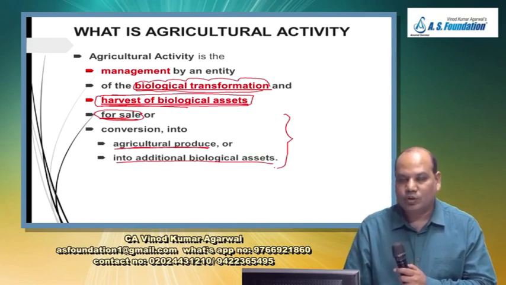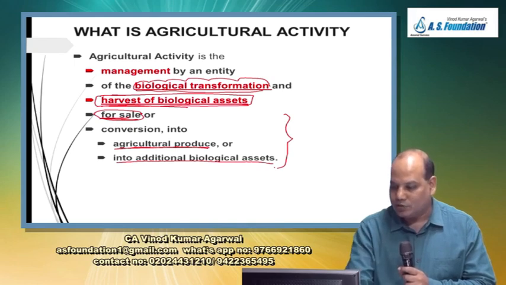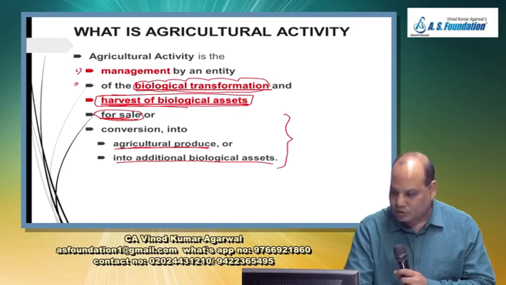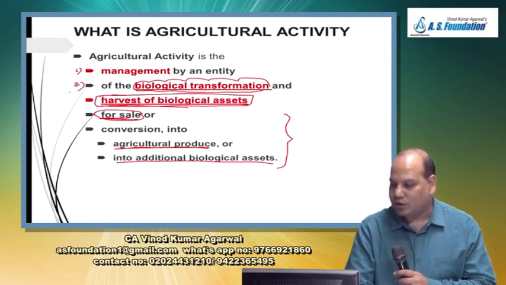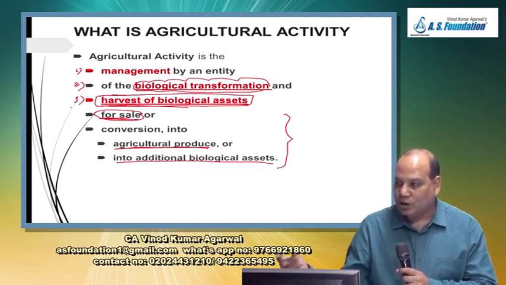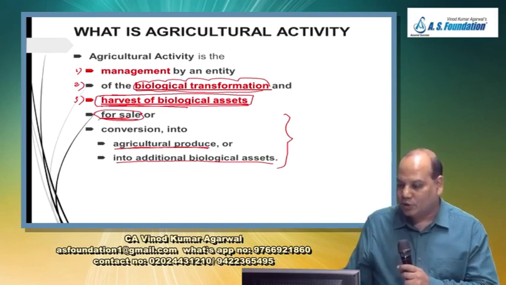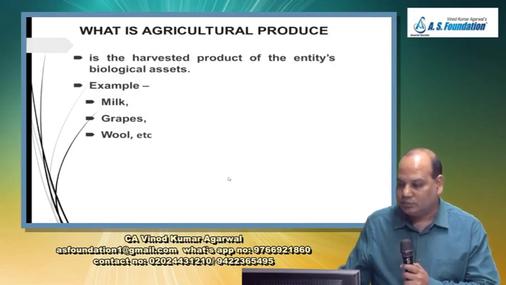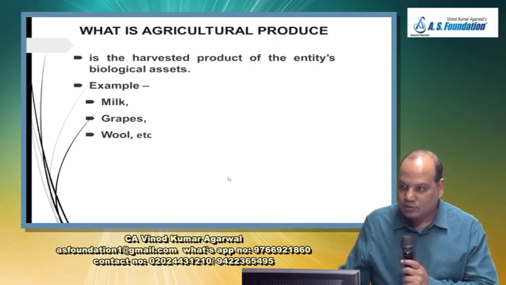So whenever they ask you a question whether this is an agricultural activity, apply this checklist. Is it managed by the entity? Is it resulting into biological transformation? Is it harvesting of biological asset for sale or conversion into agricultural produce or into additional biological asset? If the answer to your question is yes, welcome to this standard. Okay.